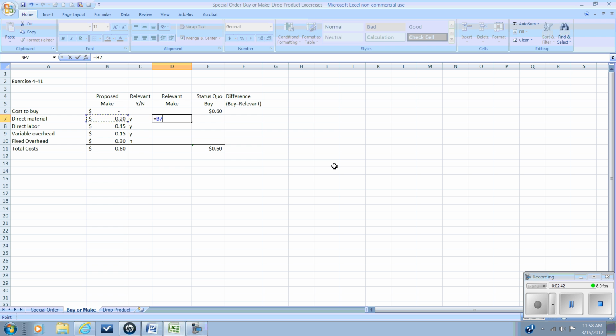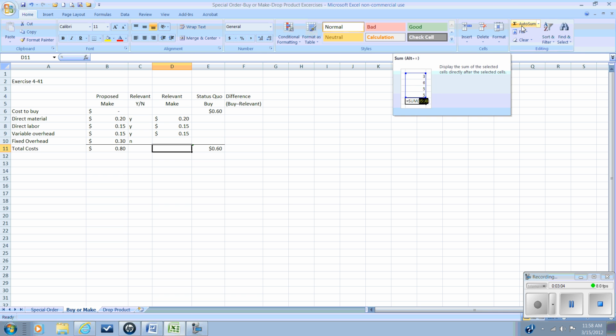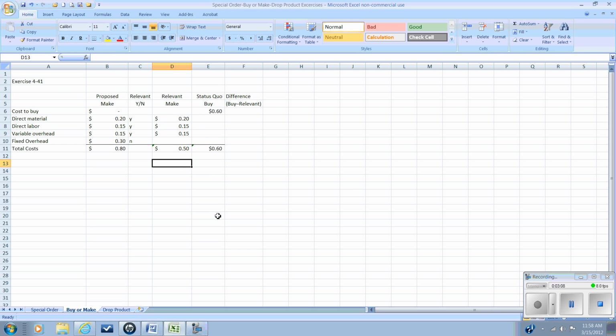So, for our relevant decision, the things that we're going to use to compare is going to be the direct material, the direct labor, the variable overhead. The fixed overhead will not be relevant to this decision. So we're going to go ahead and total up our cost that would incur if we were to make the cookies as opposed to buy it.